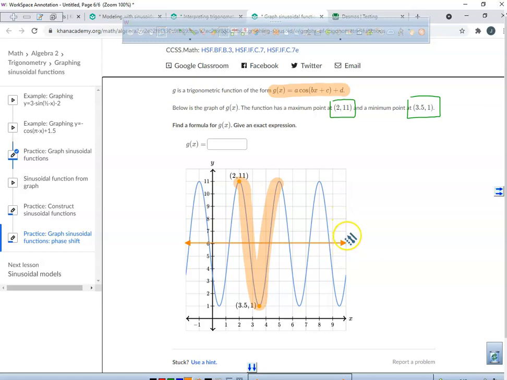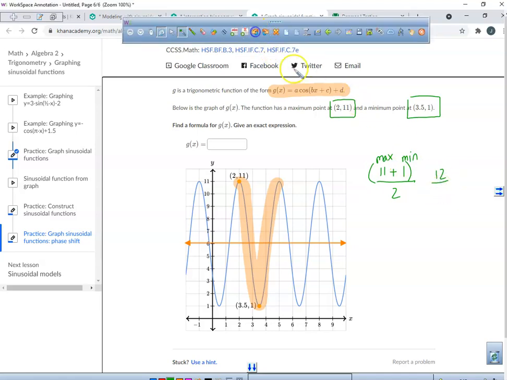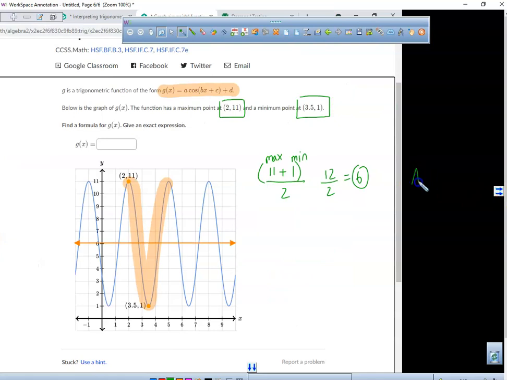How do we find the midline if we have the highest point and the lowest point? What do we do? Yeah, so we take the 11, right? We add these together, all right, and we take the maximum, add the minimum, and divide by 2. Oh, I put the answer there, sorry. Which equals a 6.